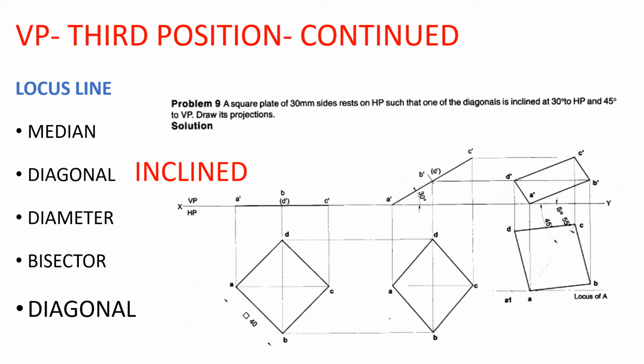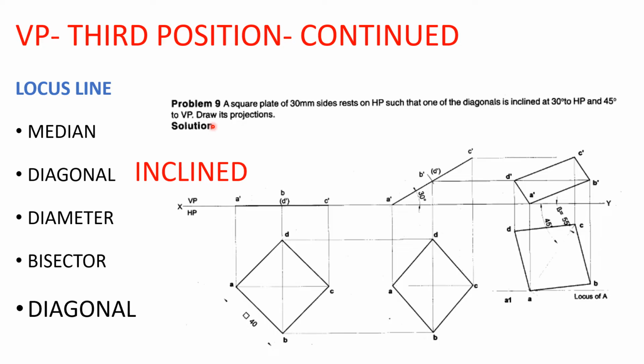Next option is a very important one where we categorize these problems into locus line. Okay, so whenever in a problem they say the median with respect to the triangle, diagonal with respect to the square, diameter with respect to the circle, bisector with respect to the pentagon or a diagonal with respect to the hexagon, all these problems we categorize under locus line. If these are inclined, we have taken one example here. We have a square plate 30 mm side rests on HP such that one of the diagonals is inclined at 30 degrees to HP and 45 degrees to VP.